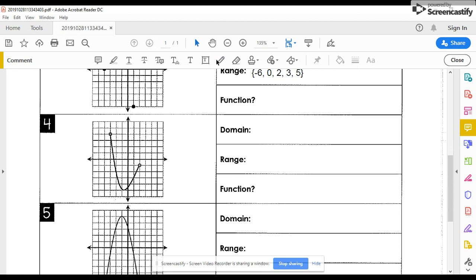Okay, so for domain, we're going to scan from left to right. If we scan over here, we get to this point, which has an x value of -3. And then we scan to the right, and this is the furthest, and it has an x value of 2. So now we have to write a cap on both sides. We're going to start with -3, our x is going to be in the middle, and then we're going to end with a 2.